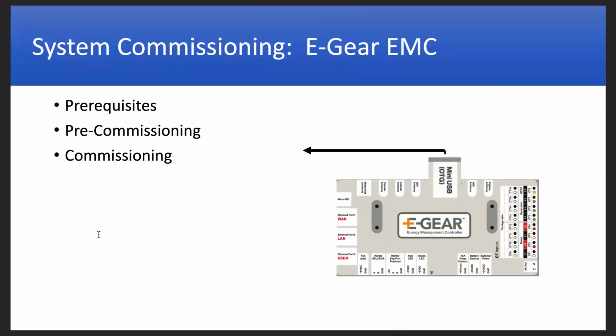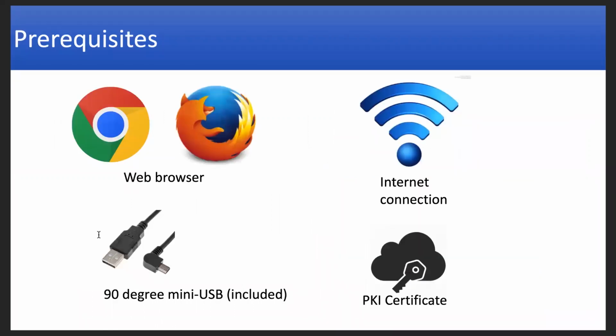Once it's been powered up, then you're on to the commissioning steps of the controller. We're going to cover prerequisites here, some of the pre-commissioning steps, and then a brief look at the commissioning itself. The prerequisites for commissioning are a device with a web browser and a USB port on it. That could be, in most cases, a laptop. It could be a tablet for those of you who have the ability to connect a USB wire through that tablet.